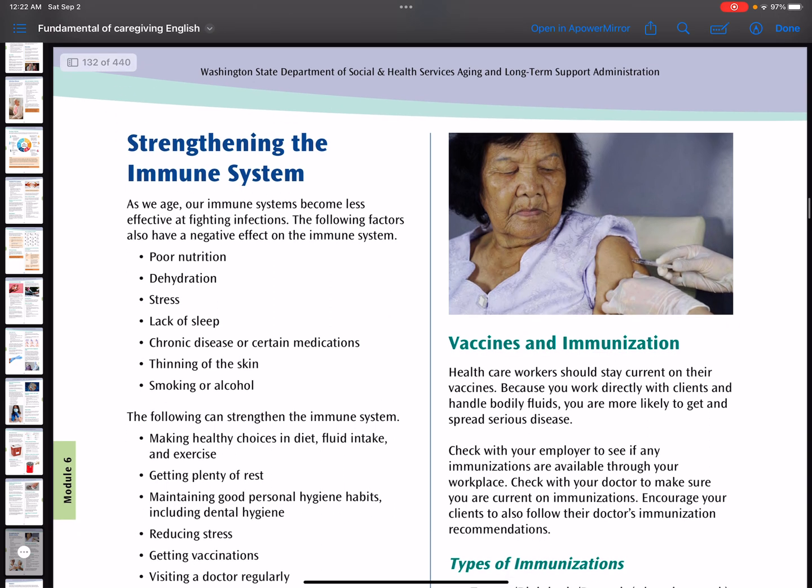Okay, now let's talk about strengthening the immune system. As we age, our immune system becomes less effective at fighting infections. Making healthy choices for yourself and encouraging clients to do the same can help prevent infection. Healthcare workers should stay current on their vaccines, because you work directly with clients and handle bodily fluids, so you are more likely to get and spread disease.